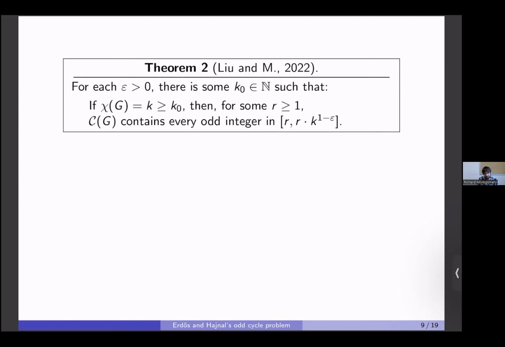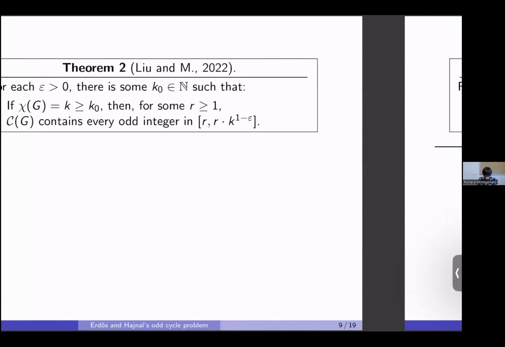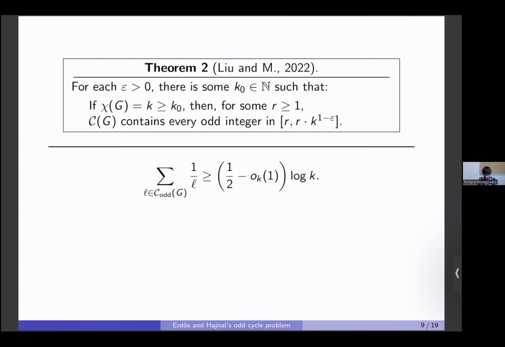So by making k really large, we can make this k to the 1 minus epsilon really big. In particular, let's look again at the sum of the reciprocals. We get the sum of the reciprocals of the lengths, and it should go to infinity as the chromatic number goes to infinity. But not only that, we get the best possible asymptotic lower bound here.